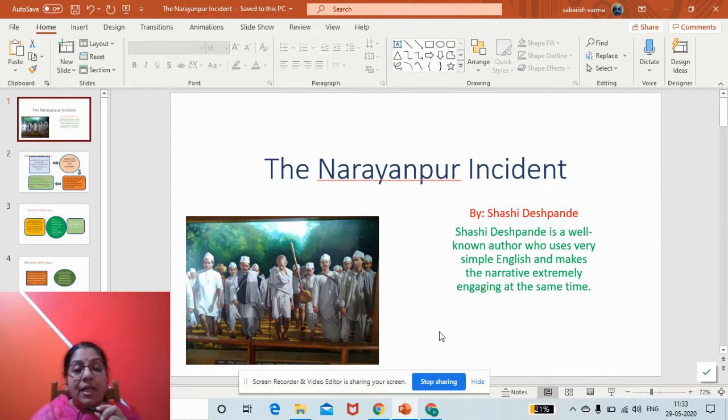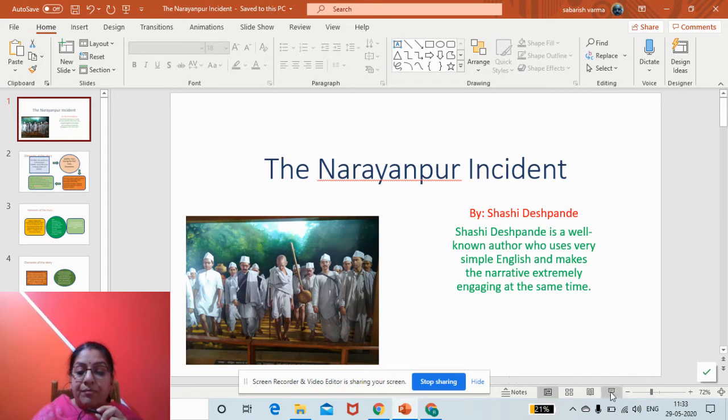Now, this story is a fictional story. It is not a real one. But the backdrop of the story is real. The Quit India movement is the real one, which happened in 1942. But the story is fictional. This was written by Shashi Deshpande. She is a very well-known author, and she uses simple English to narrate the stories she writes.